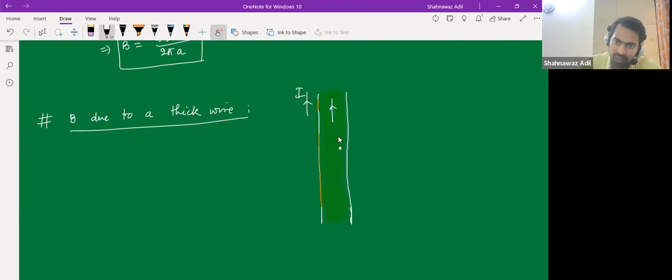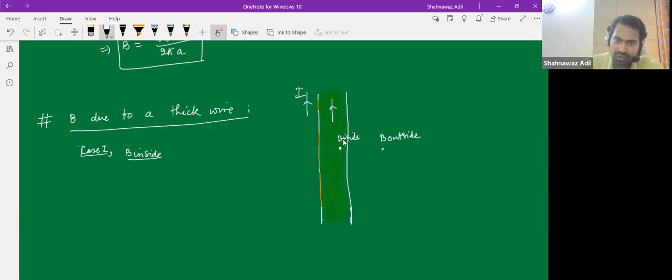Now we want to calculate the magnetic field at this point, which is outside, and at this point, which is inside. So let us calculate the magnetic field. First is case one, the magnetic field inside. Let us draw the Amperian loop.